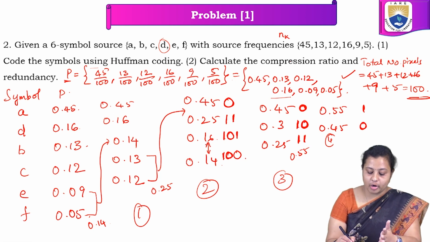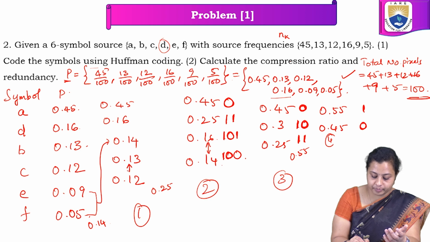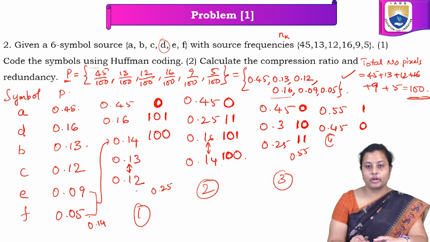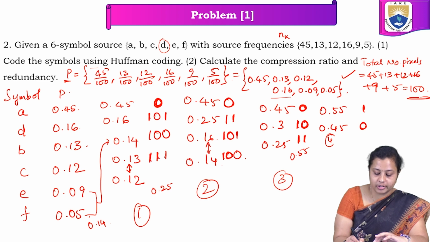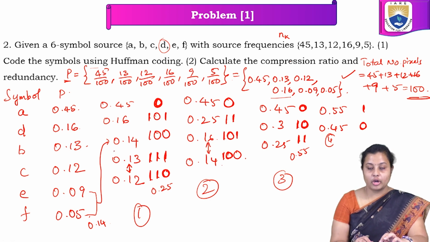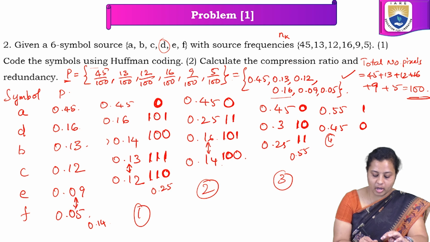Next, this 0.16 and 0.14 are obtained as it is. 0.45 is also obtained as it is. So let me just erase it. So this value is 0, 0.16 is 101, 0.14 is 100, 0.13 and 0.12 should be obtained from 0.25. So that is equal to 111 and 110. Right? So this is your symbol. Now your 0.14 is obtained by adding 0.09 and 0.05. So let me just erase it here. So this value you have added, right?